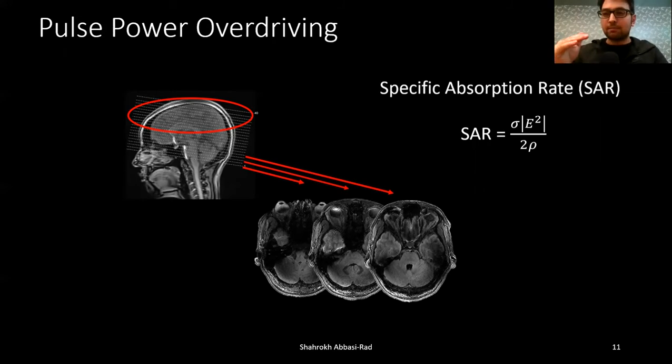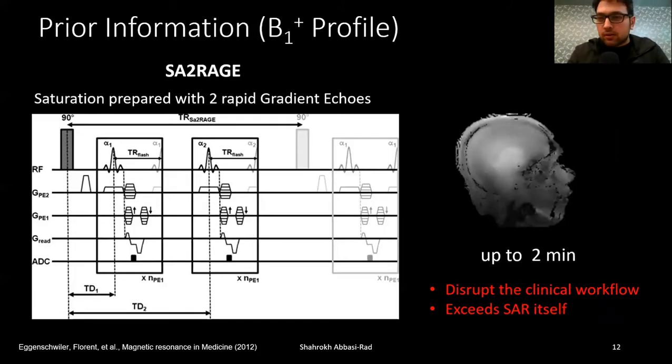So if we can adapt the power of the pulse slice by slice, we can solve this problem, and we can mitigate the B1 inhomogeneity while reducing the SAR. But for that, we need prior information. We need the B1 map. This is the most straightforward method of getting the B1 map.